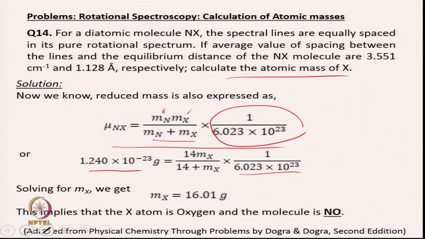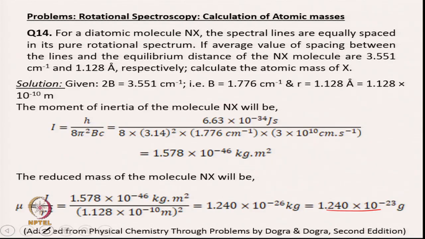So, if you put it here, you can calculate mu_x is equal to 16.01, and since mu_x is equal to 16.01, your molecule is NO and your atom X is oxygen.